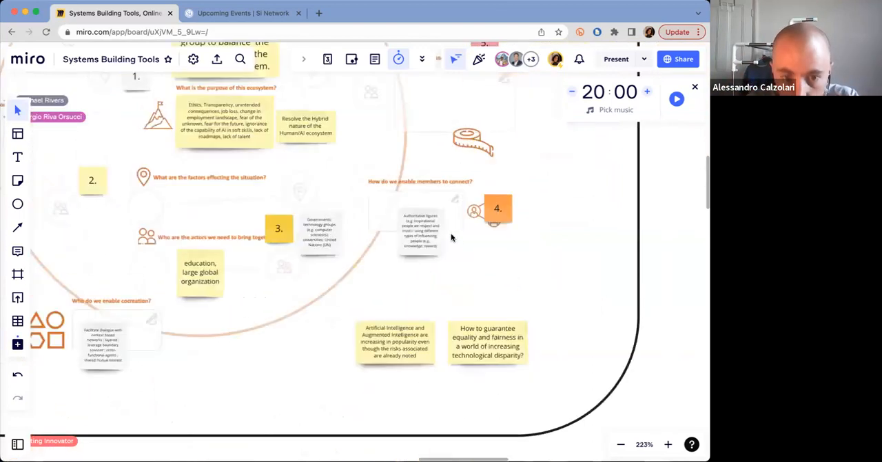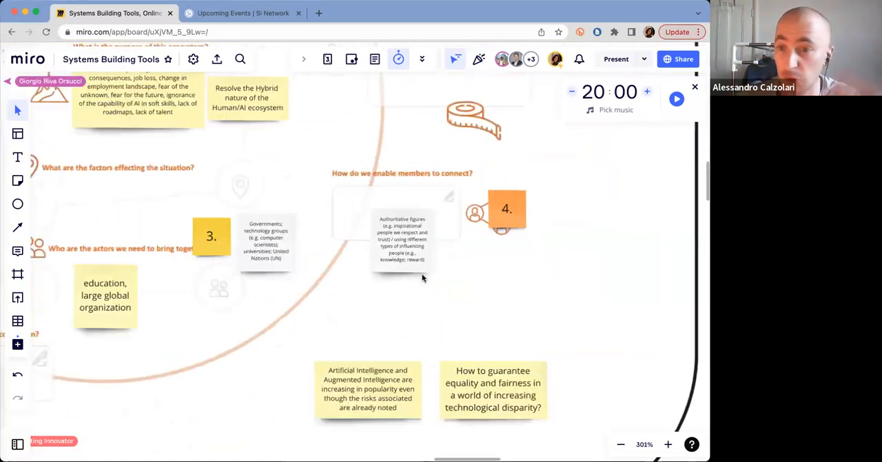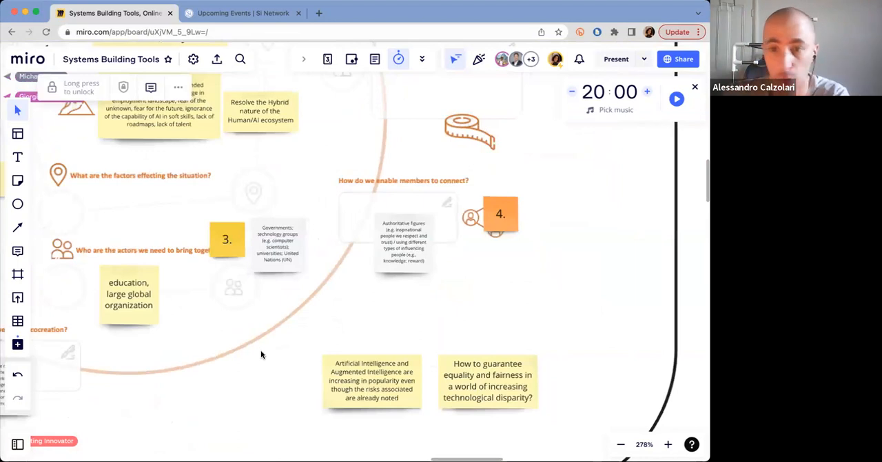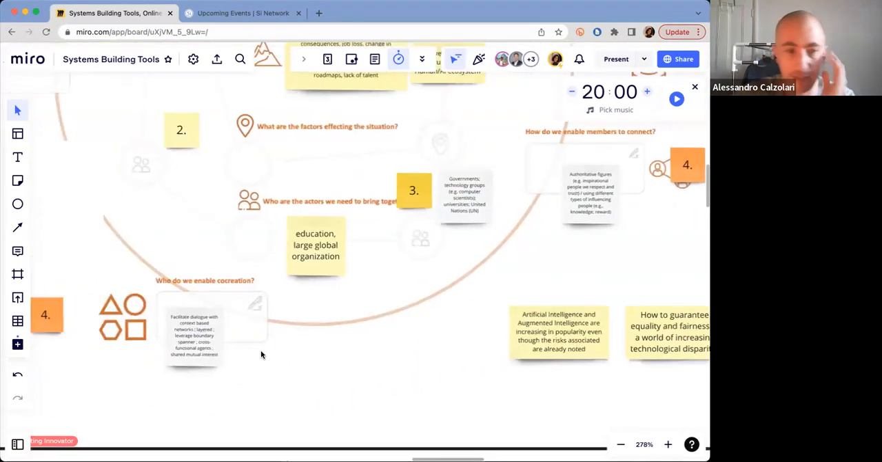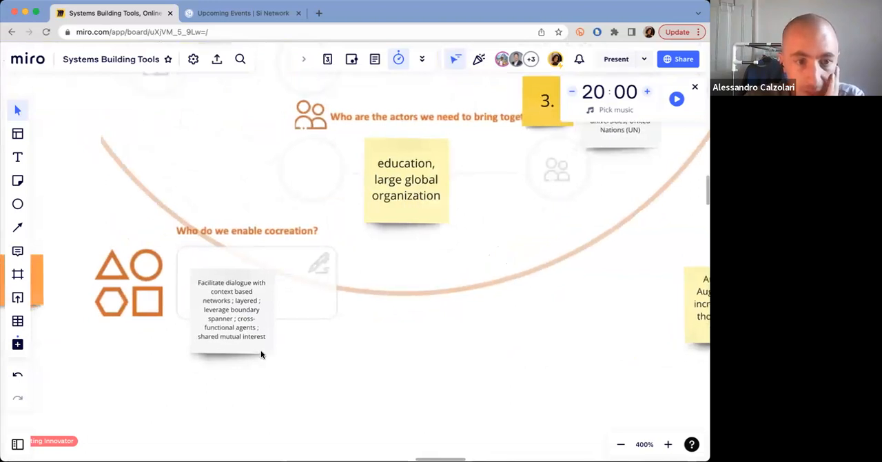Then we look at how do we enable members to connect. We thought of authoritative figures, inspirational people, but we also want to try to understand what motivates people to listen and to connect with other people and be open to this discussion. Some people maybe in terms of knowledge, other people in terms of reward, monetary reward or any other kind. And how do we enable?